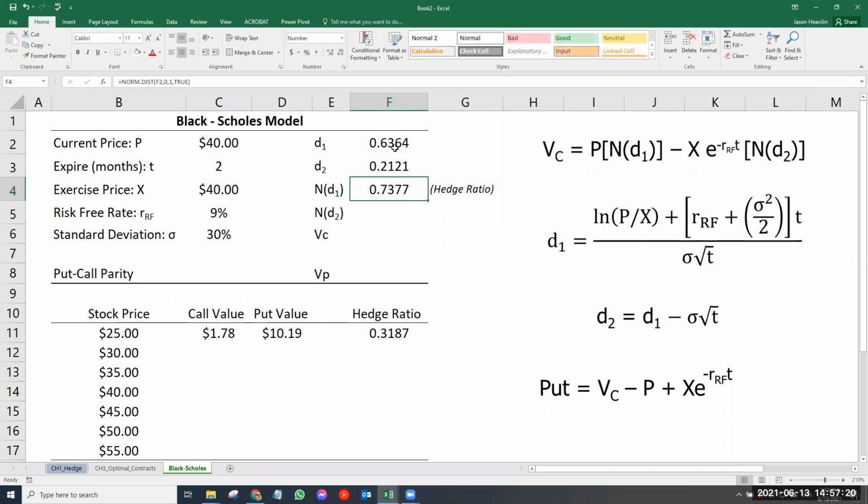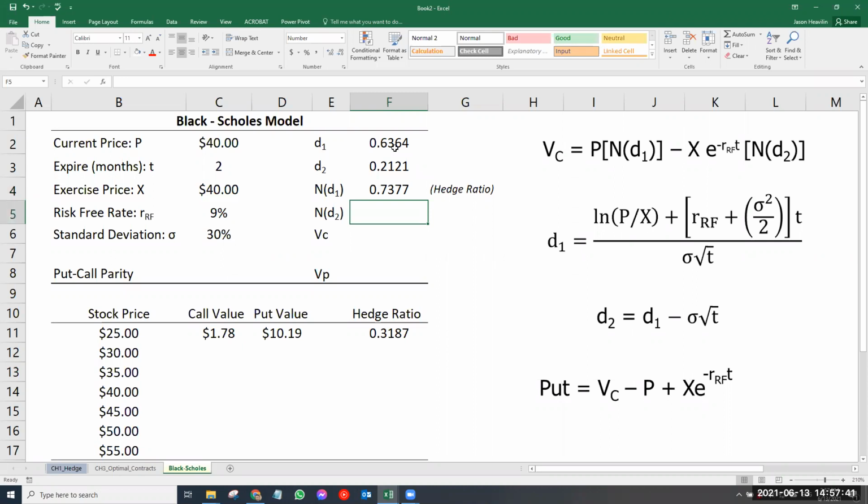of the D1 value. Now, this piece here is also known as the hedge ratio. We're not going to get into the hedge ratio right now, but it's good for you to know because it's used for other transactions, other strategies. But just so you know, when you calculate this piece, it's also the hedge ratio.